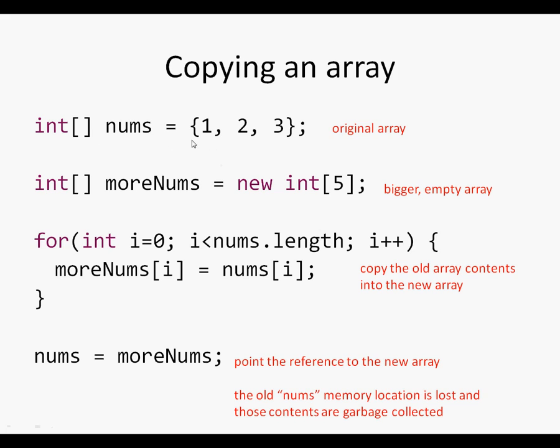So let's say we had an array that held 3 integers. We can use an initializer list here to say it's going to hold the numbers 1, 2, and 3. And now let's say we realize, oh, we actually need to store 5 integers. Well, shoot, what am I going to do? I can't store more than 3 integers in nums because I've already initialized this array to be of size 3. So what I can do is create a bigger array. This is going to be my moreNums array, and it's going to hold 5 integers. This is a bigger array.